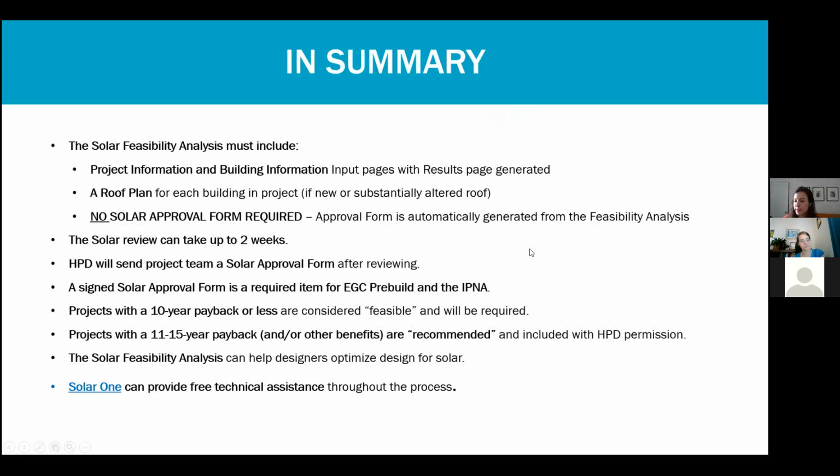HPD is going to send you the approval form, and this is a required item for the EGC pre-build process, or gets included in the IP&A. And just to reiterate, projects with 10-year payback or less are considered feasible and required, and those with 11 to 15-year paybacks and other benefits are often recommended, included with HPD permission. And the solar feasibility analysis is a really helpful tool to help you design the best project for solar. And Solar One can always provide free technical assistance throughout the process.